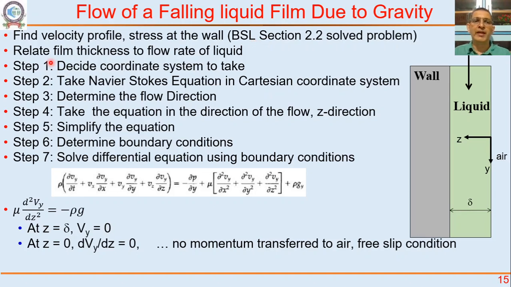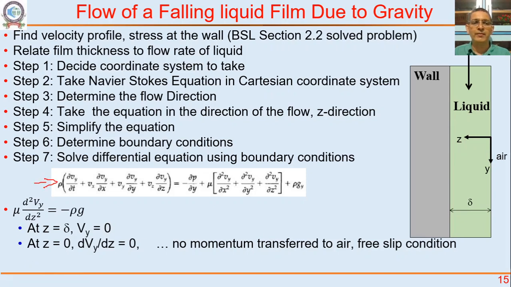What I wanted to do is relate the film thickness delta to the flow rate of the liquid. That's what I wanted to do. Okay, 7 steps we know. In this case, let's take Cartesian coordinate system. Let's say this is the y direction. This is the z direction. Let's take Navier-Stokes equation in the y direction. This is the Navier-Stokes equation in y direction.